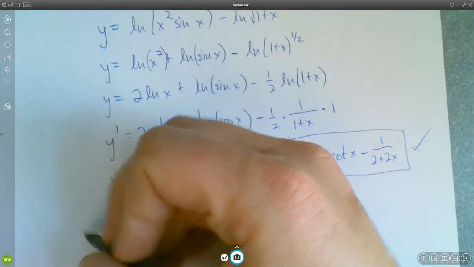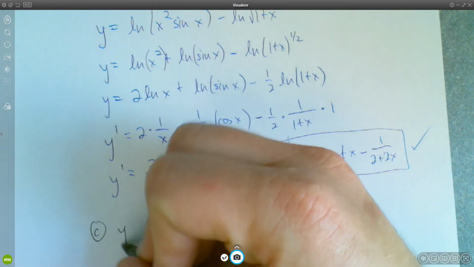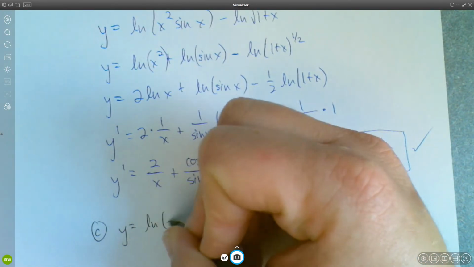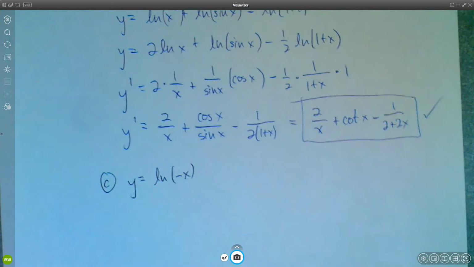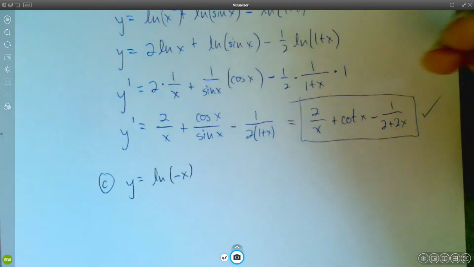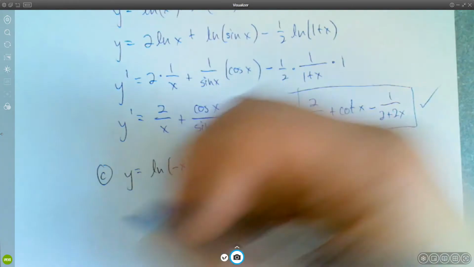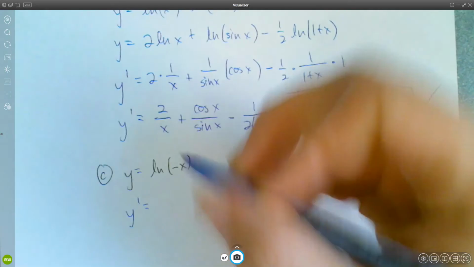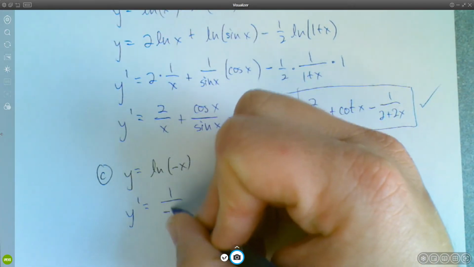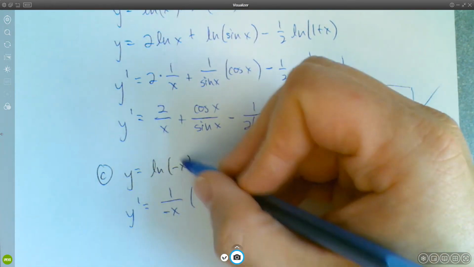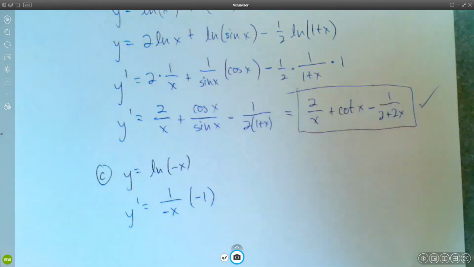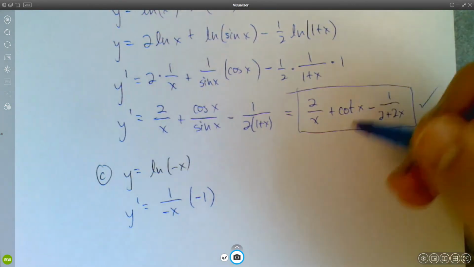Let me give you one more example. Now, this one is really simple, but it's going to illustrate something important. So let's do y equals natural log of negative x. Okay, so y prime is going to be 1 over negative x times the derivative of the inner function, which this time is negative 1, so be careful with that, right?